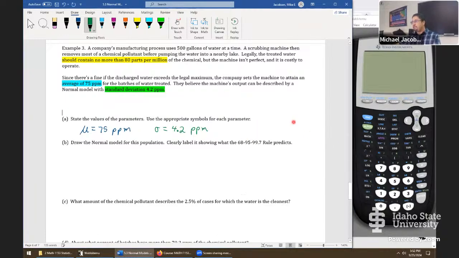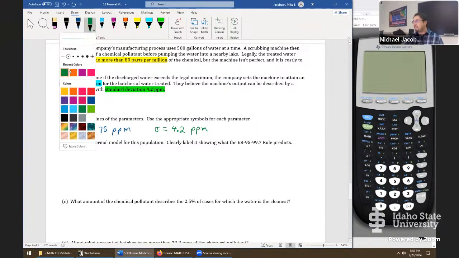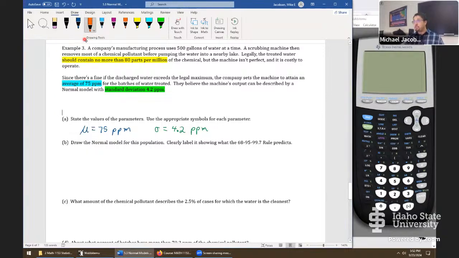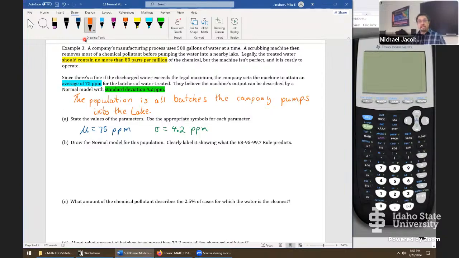You know what? That's a tricky population. Let's say it right here, just for a little bit of practice on that. These are follow-up questions we will look at later on. The population is all batches the company, they say, pumps into the lake, assuming that these are batches where they use the scrubbing machine to try to remove the chemical pollutant up to an average of 75 parts per million.